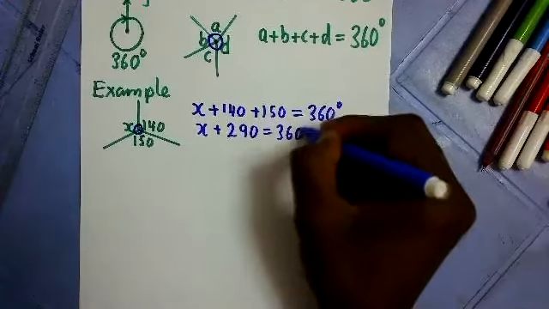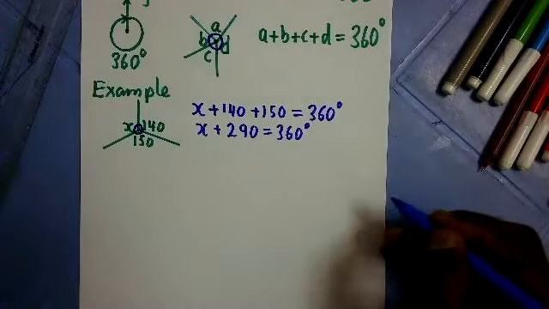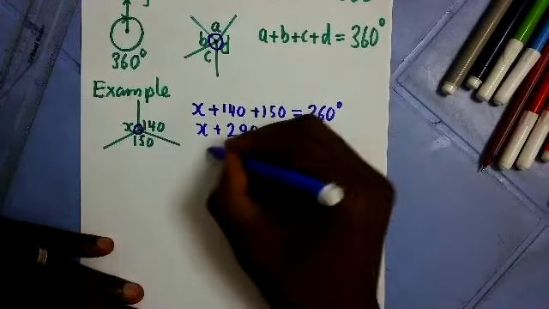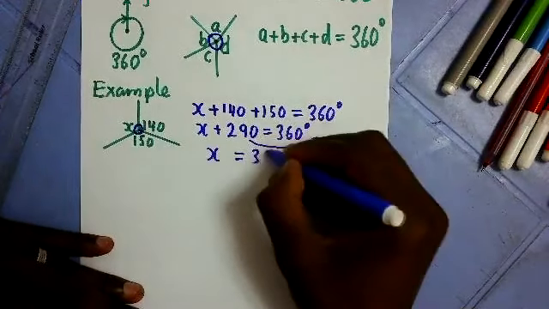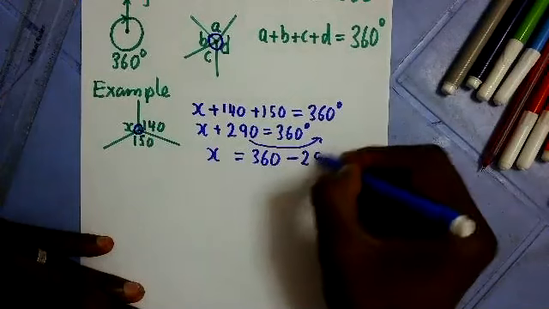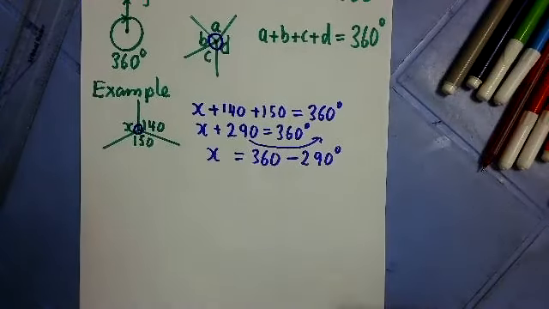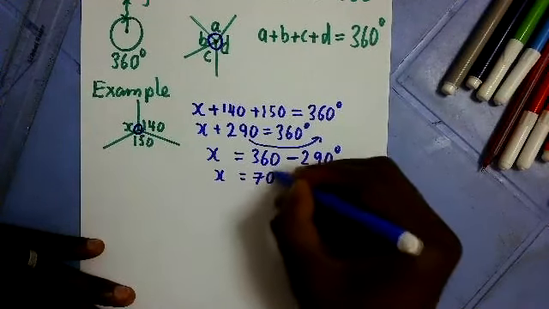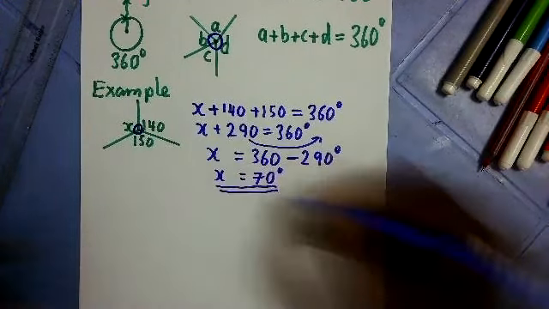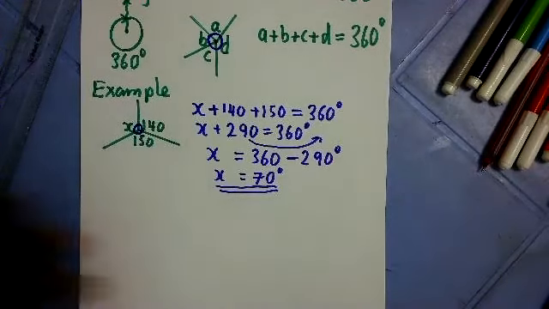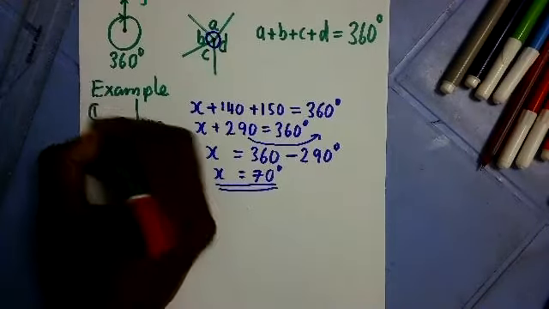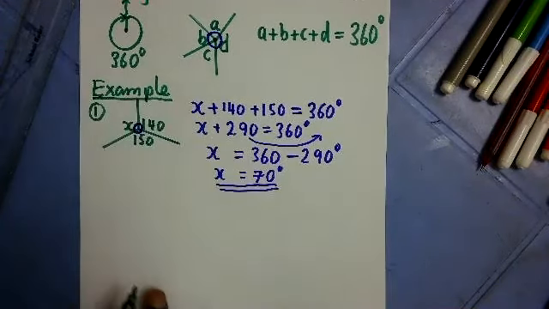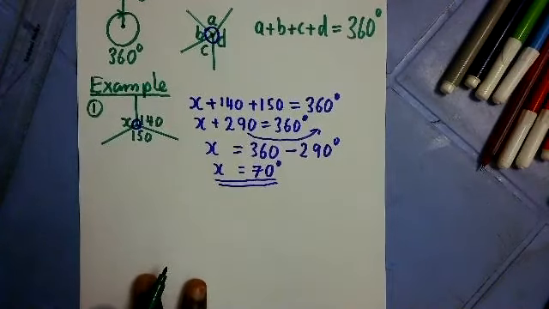That is 360 degrees. Now I have to collect the like terms. So this will go that side, and I get X is equal to 360 minus 290. Finally, my X will be 70 degrees. So this is basically how we solve a question that has the property of angles which add to 360.